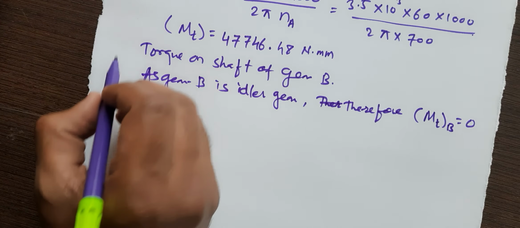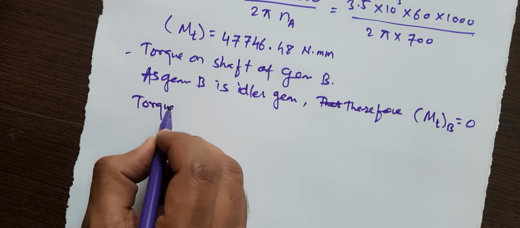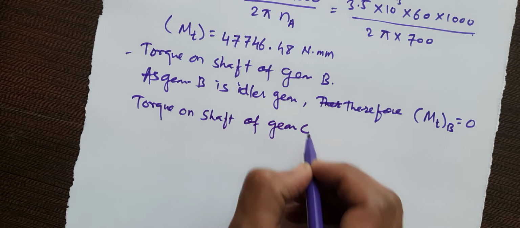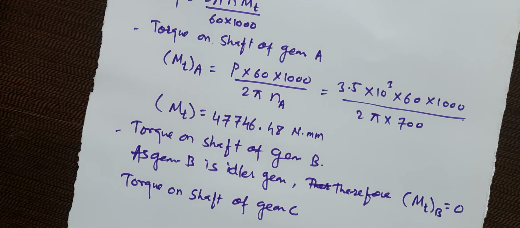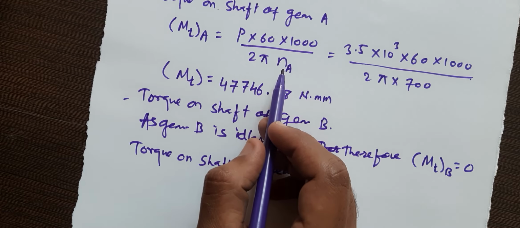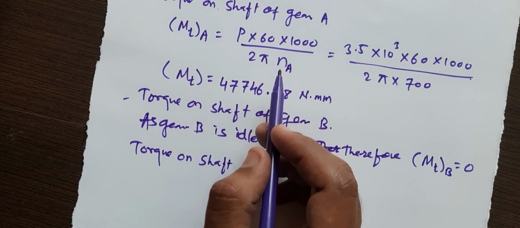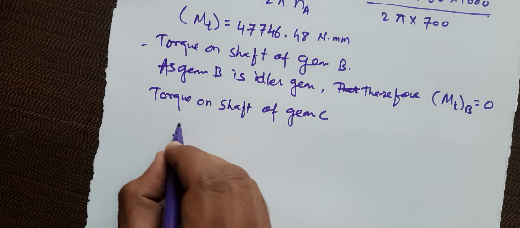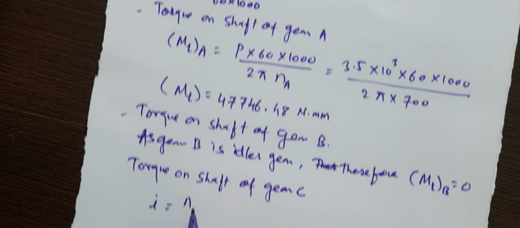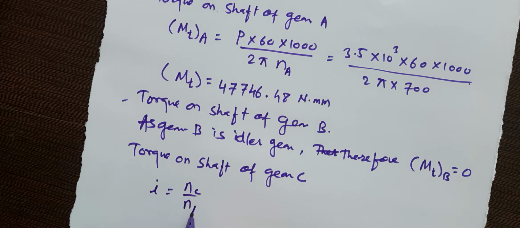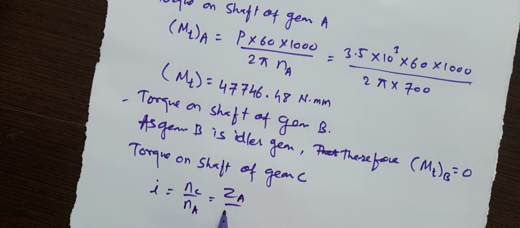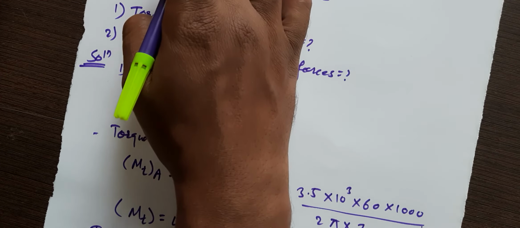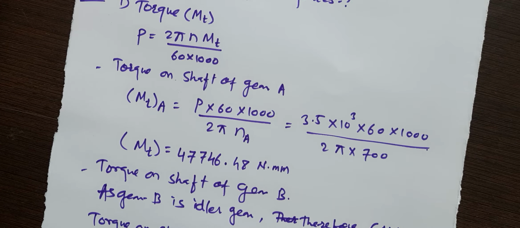Then the third part is torque on shaft of gear C. Now to calculate torque on gear C, what you need is NC. Okay, NC we don't have, so NC you can find from gear ratio. Gear ratio is nothing but I is equal to NC by NA is equal to ZA by ZC. Here we are having ZA and ZC. ZA is 30, ZC is 40.